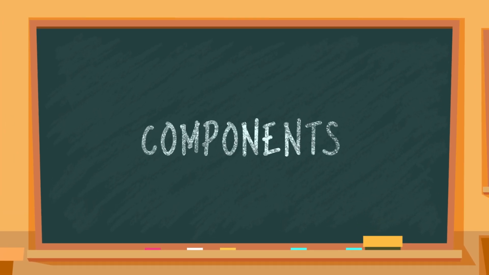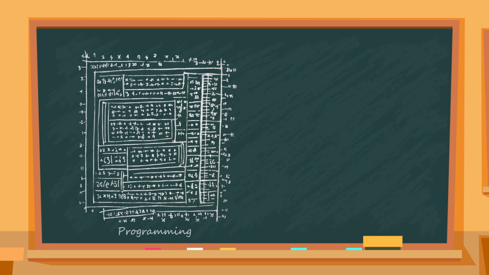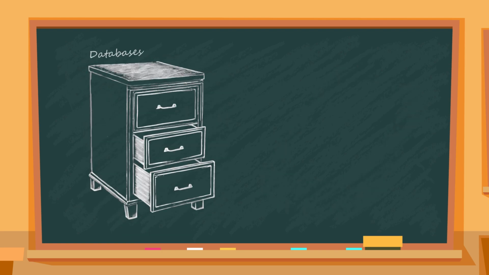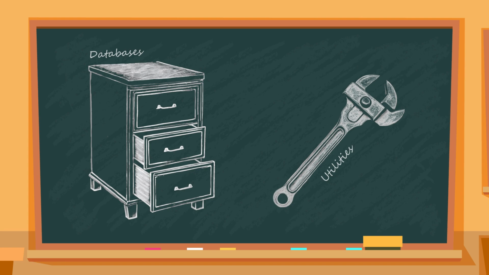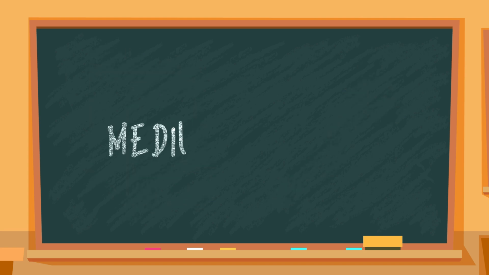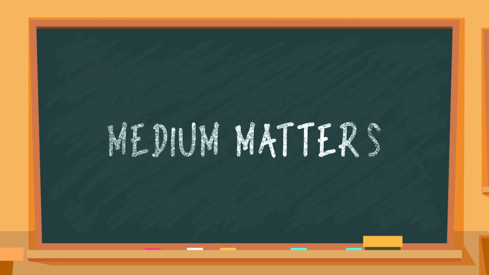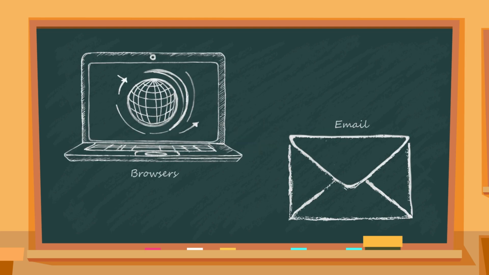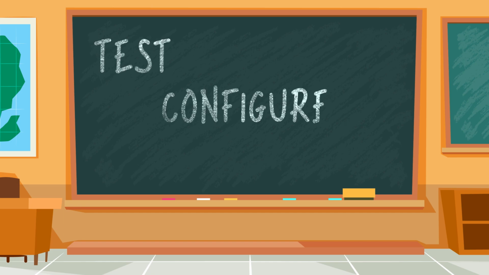Such limitations emerge from the various components of software, like programming languages, libraries, databases, and utilities. The medium through which user interaction occurs also matters, such as browsers and email clients. This means there is a need to test, configure, and potentially adapt these different components in order to become compliant with universal acceptance principles.